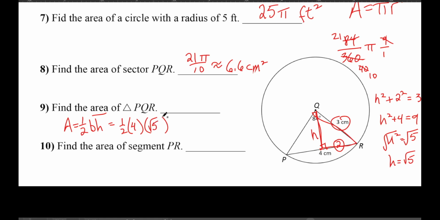Okay? If you hate the square root, you can always put it into a calculator and get a decimal out of it. But I wouldn't. I'll show you why. Look how easy it is to do the math. What's half of 4? 2. So what is the area of that triangle? 2 square root of 5. That's it. And my units, it's in centimeters, so it's centimeters squared.